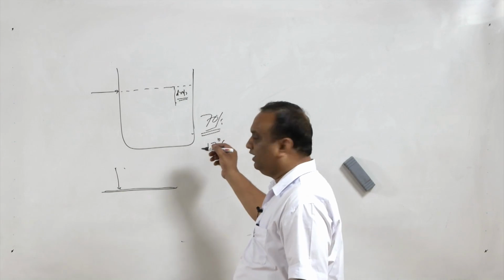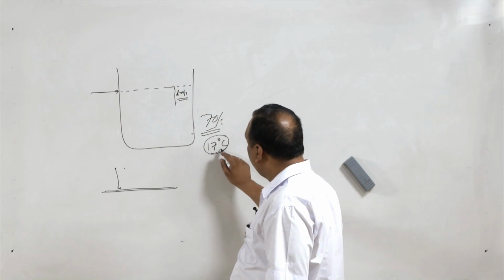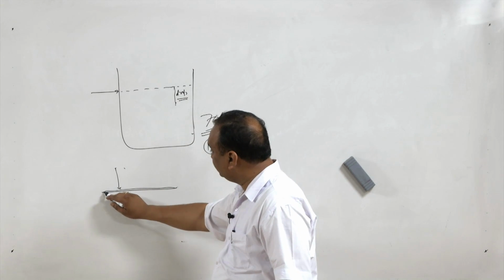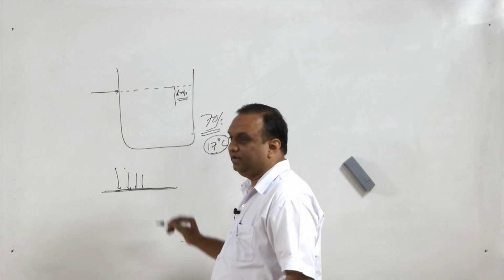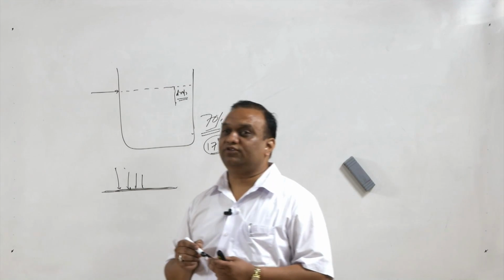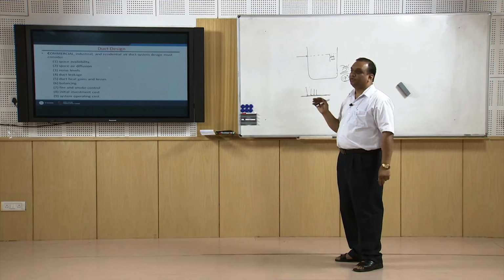I do not know the exact value, but if the dew point temperature of the outside air is more than the surface temperature of the duct, condensation takes place, and this phenomenon is known as sweating of the duct, and this must be avoided.